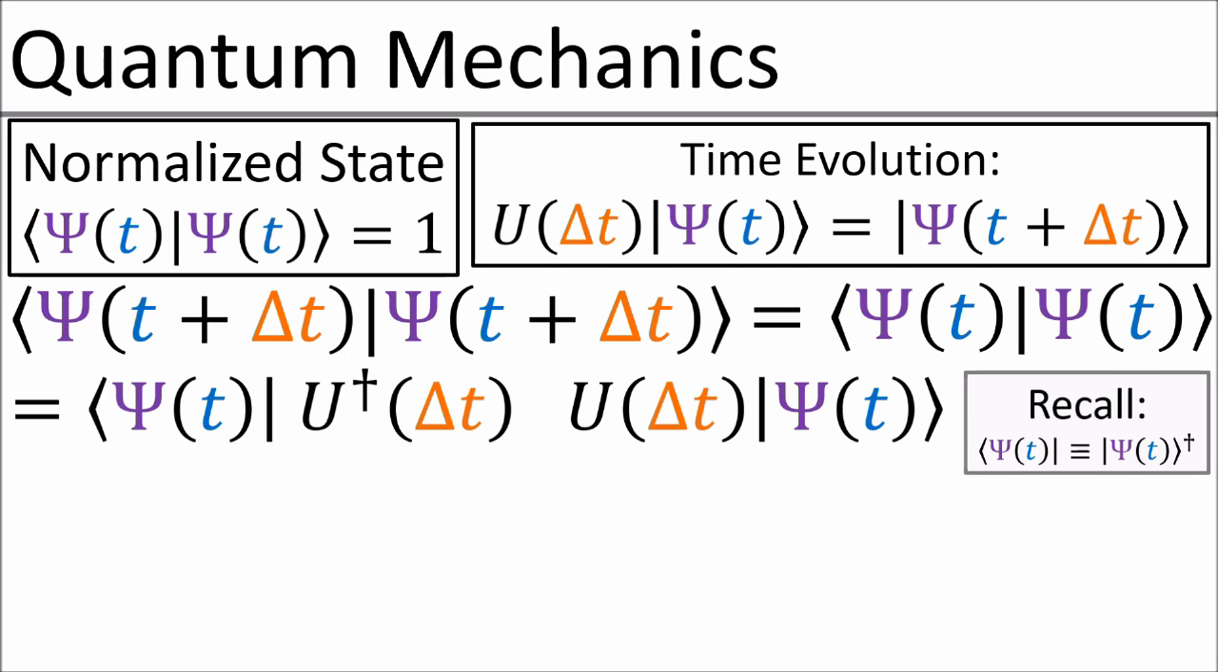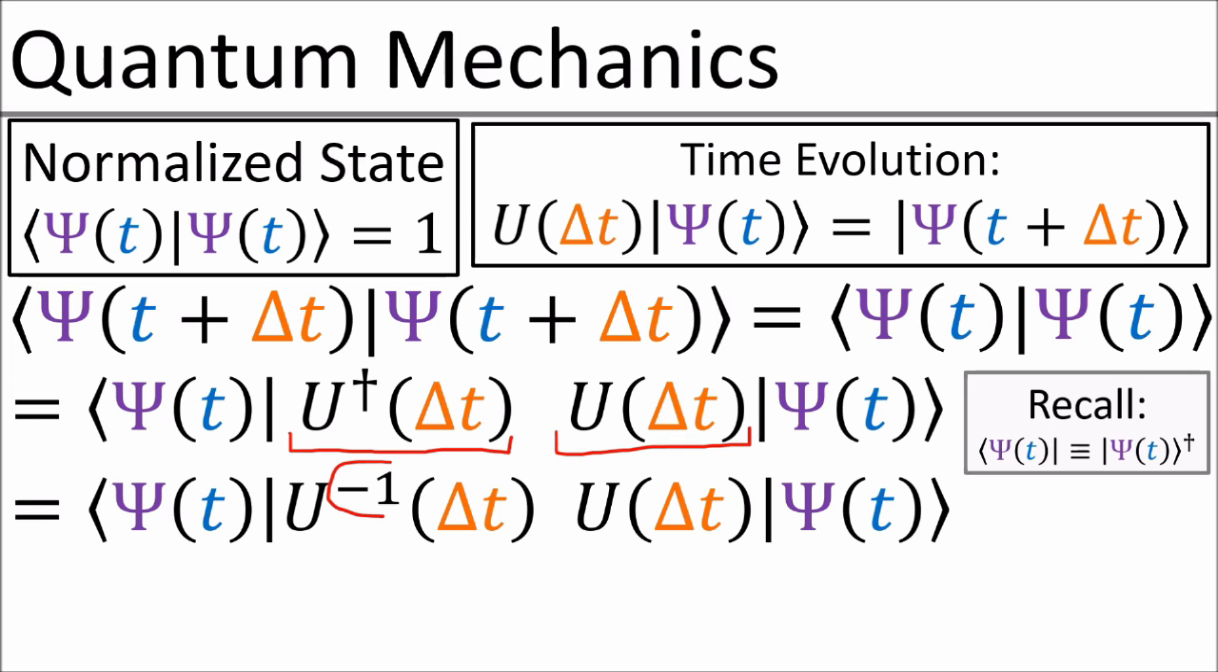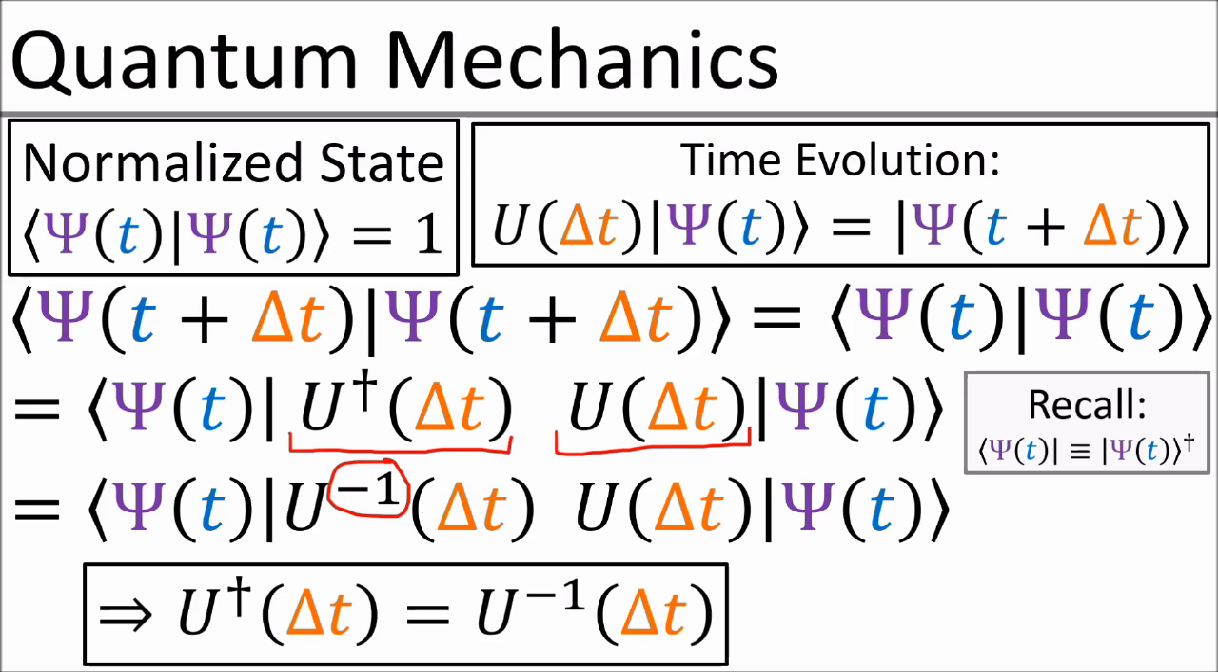Since the ket state time evolves with U, the corresponding bra state will time evolve with the Hermitian conjugate U dagger. The only way this transformation keeps the length of psi unchanged is if U dagger and U cancel with each other. So this means U dagger must equal U inverse. So since U dagger equals U inverse, the time evolution operator U is a unitary operator. This unitary property guarantees that probability is conserved over time. This is a core principle in quantum mechanics.